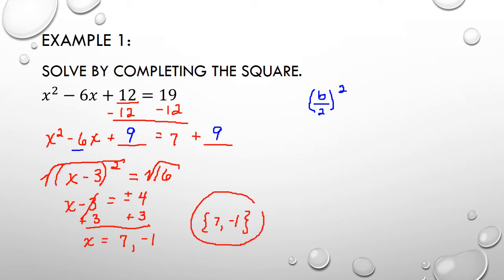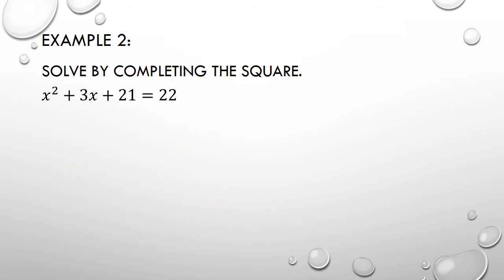Now, could you have solved this by factoring? Yes, you could have set it equal to 0 and then factored. That could have been done on this and was probably easier. But not all of them can you do by factoring. So let's look at the next one, example 2.